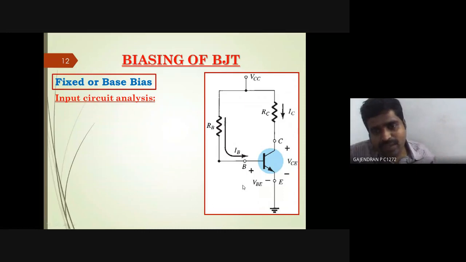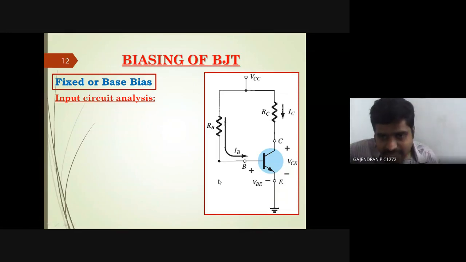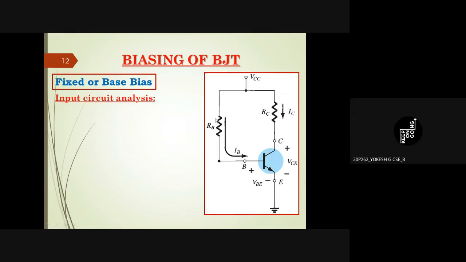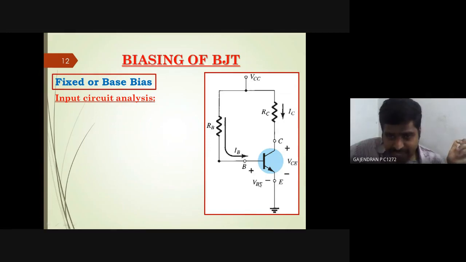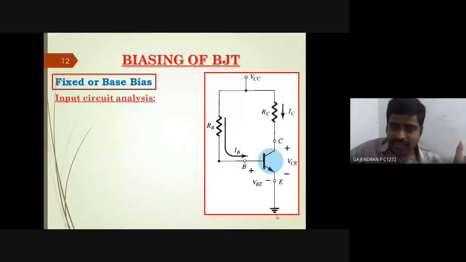From VCC, where does it go? RB, am I correct? Yes, sir. RB to B. Then you need to finish the input circuit in this way. Only when it comes fully, from higher potential to lower potential, will the circuit finish. Can anyone tell me? VCC to RB, RB to B, VBE base emitter, then ground. Is it clear, sir?